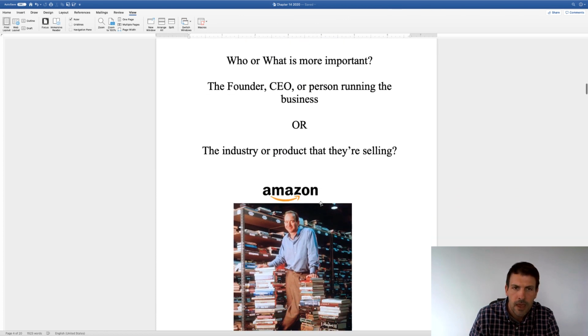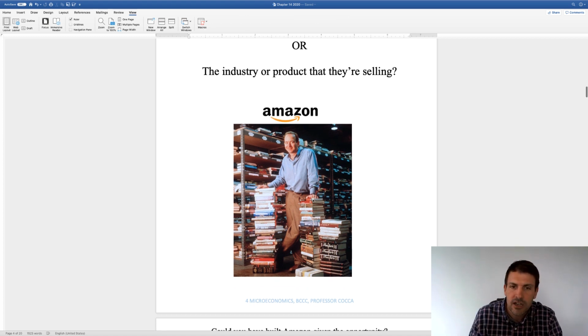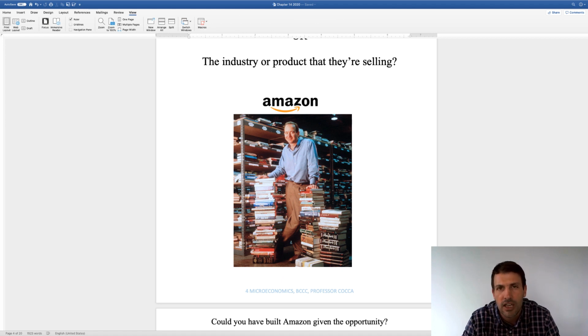All right. So one thing I ask myself as a business person is, who's more important? Is it the CEO? Is it the founder? Is it the manager? Or is it really the industry or the business or the product that you're selling? So for instance, for Amazon, is Jeff Bezos the most important key aspect of that business? Is Amazon successful because of Jeff Bezos? Or is it the business that he's in that makes it successful? Amazon's a good example: he was originally just selling used books.